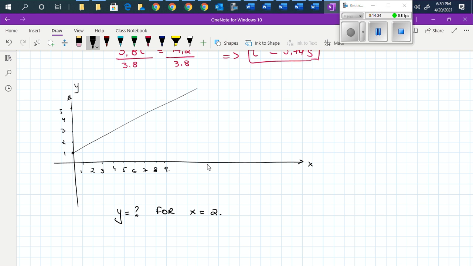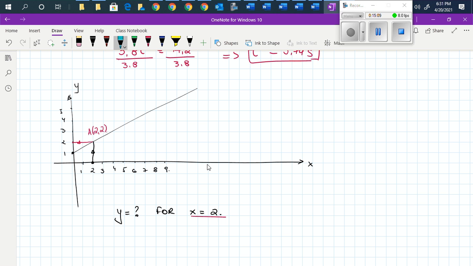Then what do we do as the first step? We go to x equal to 2, and then we go up, vertically, until we reach the graph. As soon as you reach the graph, then you move horizontally to reach the y-axis. So for x equal to 2, y will be equal to 2. So this point here will be 2 and 2.